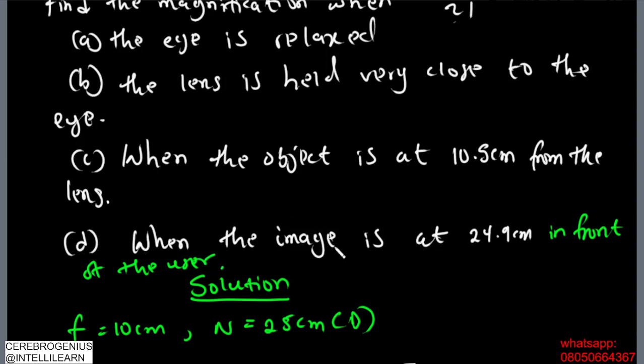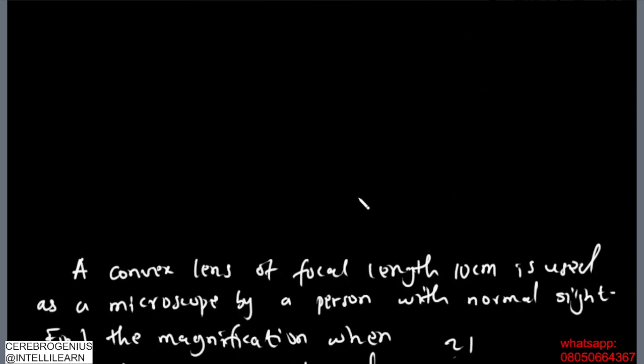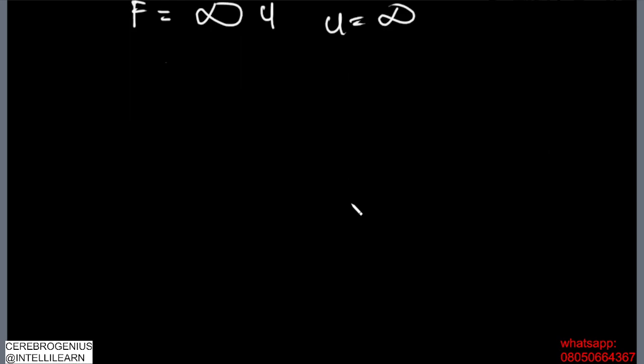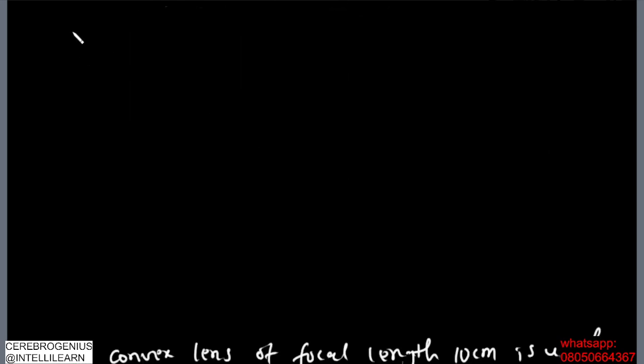Now what does this mean? This means that the image and the object are on the same side, so automatically this is a virtual image, right? So what are we going to do since this image is virtual? We are going to say our U is 24.9 centimeter, but it's going to have a negative value because it is a virtual image.